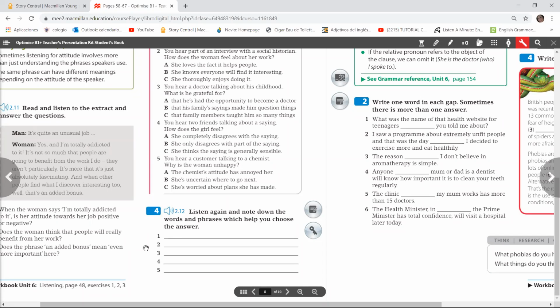Now, let's continue. I need that you open now your student book. I need your student book or your workbook on page 48, página 48. Necesito la página 48, por favor, chicos, de su libro. ¿Sale? Vamos rápidamente a la página 48 del libro. ¿Ya está?